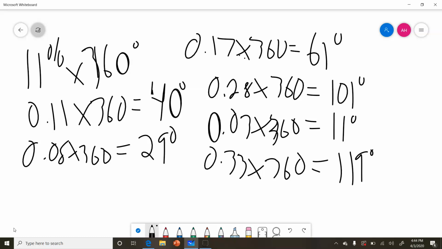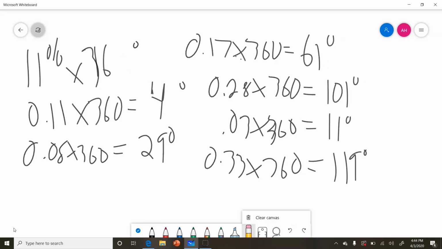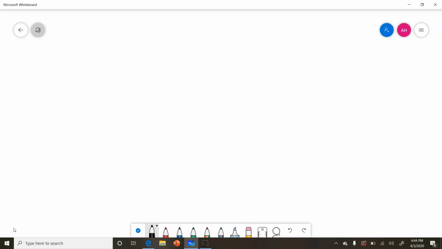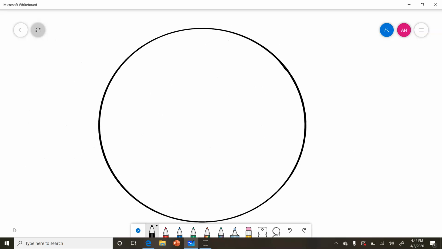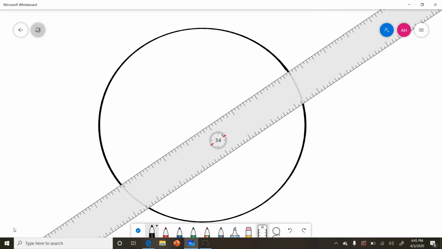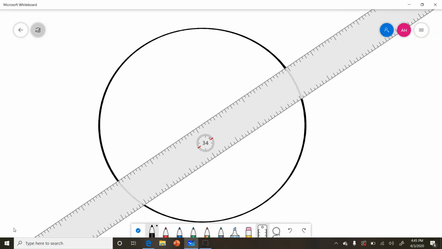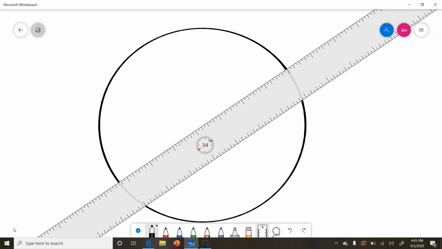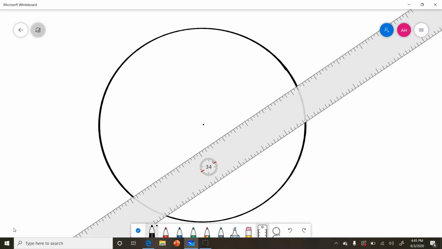Now that we have all that, which you can see on example 2, it's time to draw this, and this is the fun part. I take this big circle, as big as I can make it, and we're going to have a center point. We'll say about here is the center. Pretty close, not exact, that's okay.